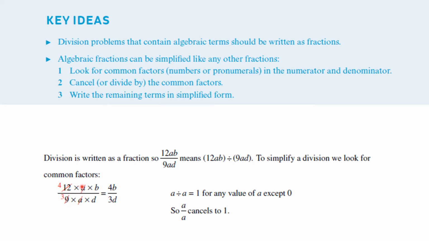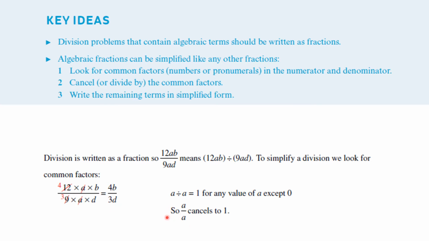We have an A in the numerator and an A in the denominator. We can cancel them out. So put a cross through them. And B and D, well, we can't cancel those out because they are different letters. So what we're left with as our final answer is a 4 and a B in the numerator and the 3 and the D in the denominator. And that's our final answer. We cannot simplify that any further.